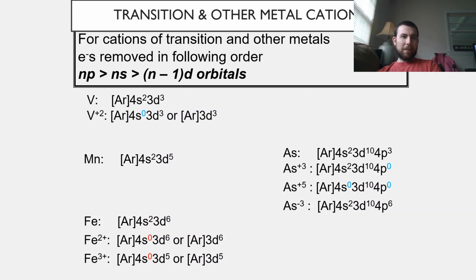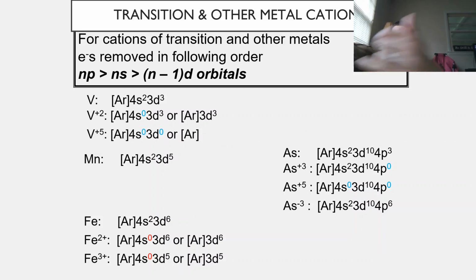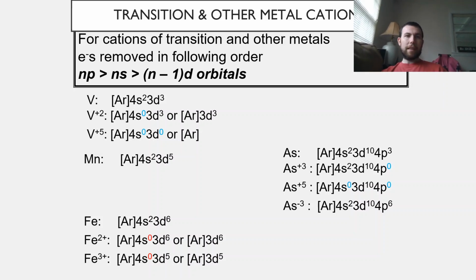I'll make this work. Alright, so we're looking at vanadium. So we go to vanadium 2 plus. Vanadium 2 plus, we lose the 4s electrons, so then we're left with argon 3d3. Vanadium can also form a +5 charge, which means we remove all of the electrons from that 3d orbital, leaving us with just bracket argon.